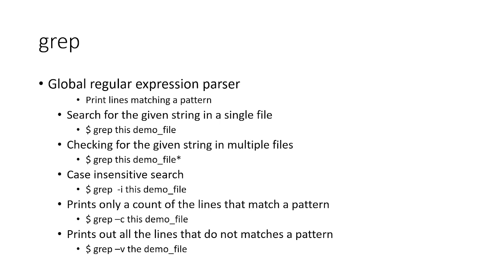And if you want to check in multiple files, we can give grep this demo file star. So any file name which starts with demo file and has anything after that, it will match all those files. And if you want to search in a case-insensitive way, we can give grep minus i and this demo file. But if we want to know how many times a particular pattern is matching, you can give grep minus c. And if you want to print all the lines that do not match the pattern, we can give grep minus v.